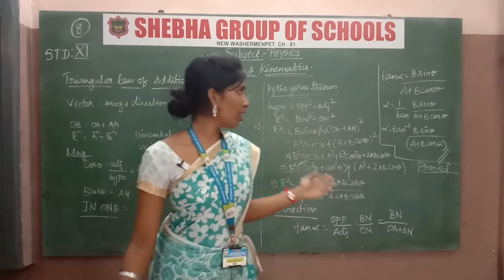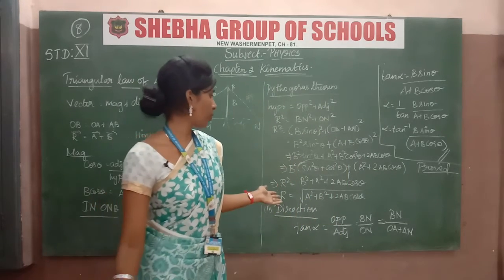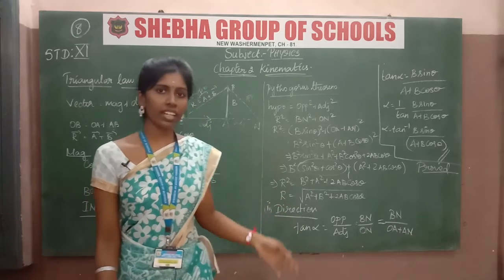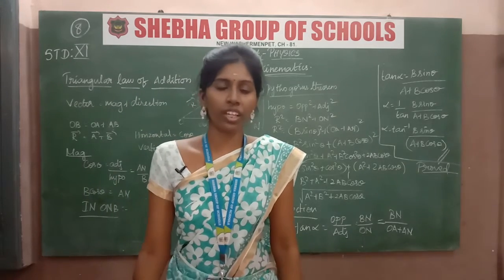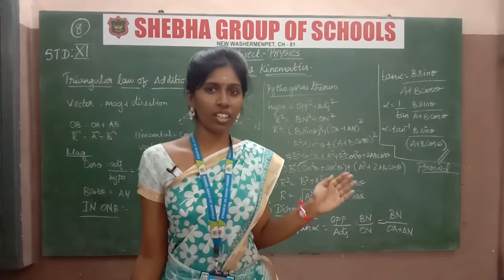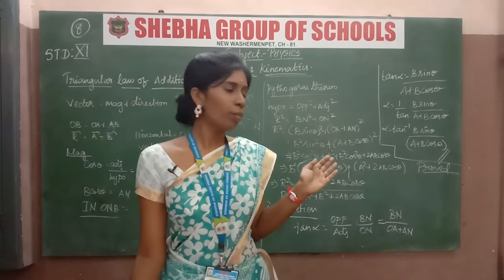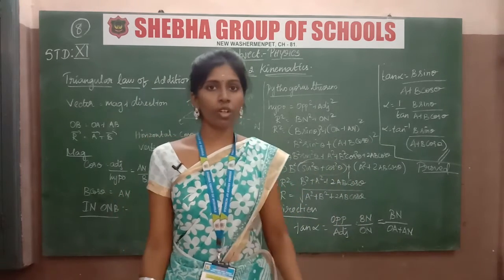Here this is the theorem on the derivation of the direction and the magnitude of the resultant vector formula. Okay. So this theory will be a little dry. But if you look at it carefully, this theorem will be easy. Okay.